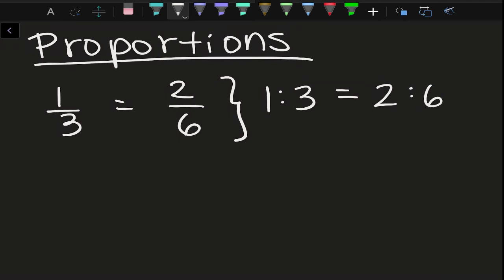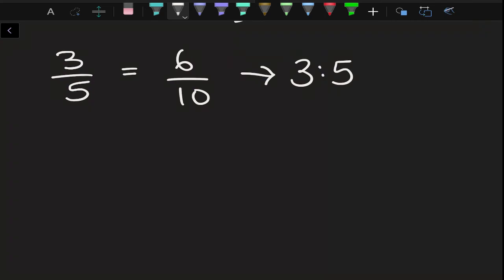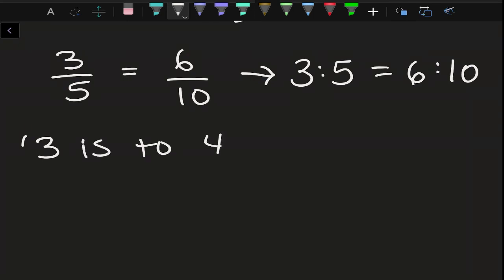So, an example here would be 3 over 5 is equal to 6 over 10. Or, like we said, 3 to 5 is equal to 6 to 10. And we can also read this as 3 is to 5 as 6 is to 10. Okay?